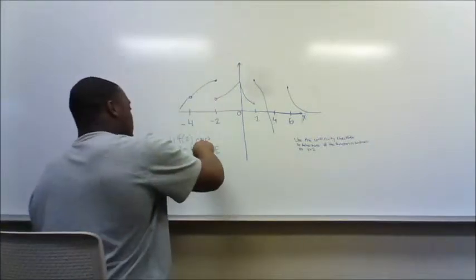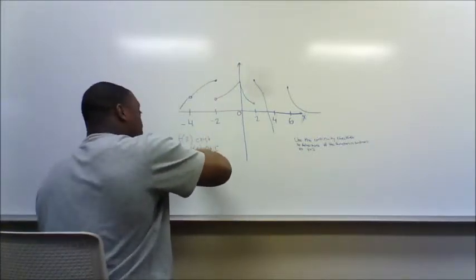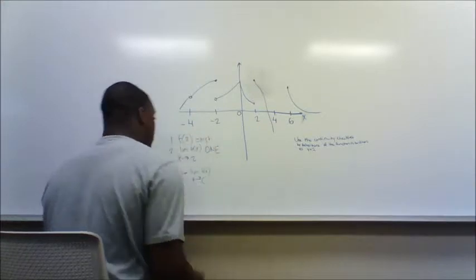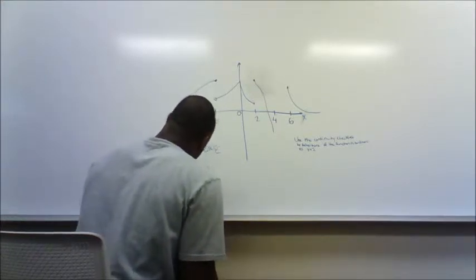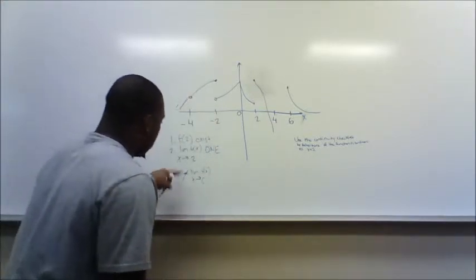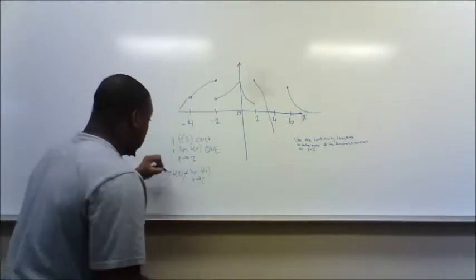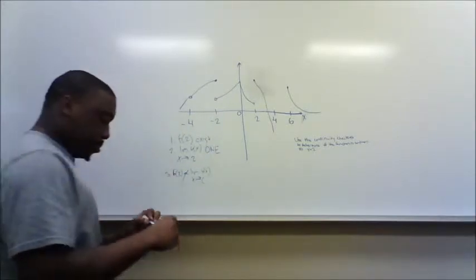So because f of 2 exists and the limit of f of x as x approaches 2 is not equal to that, the function is not continuous at x equals 2. And that is your first question.